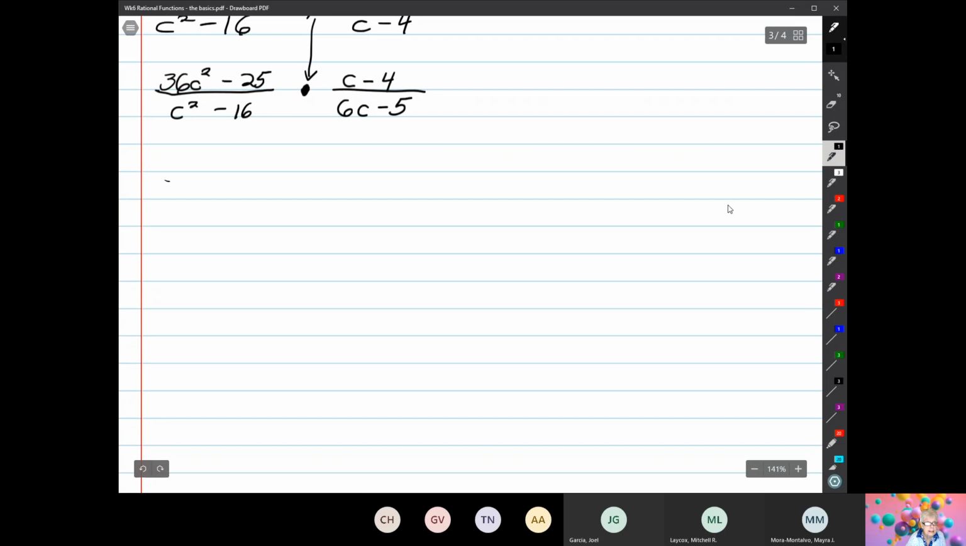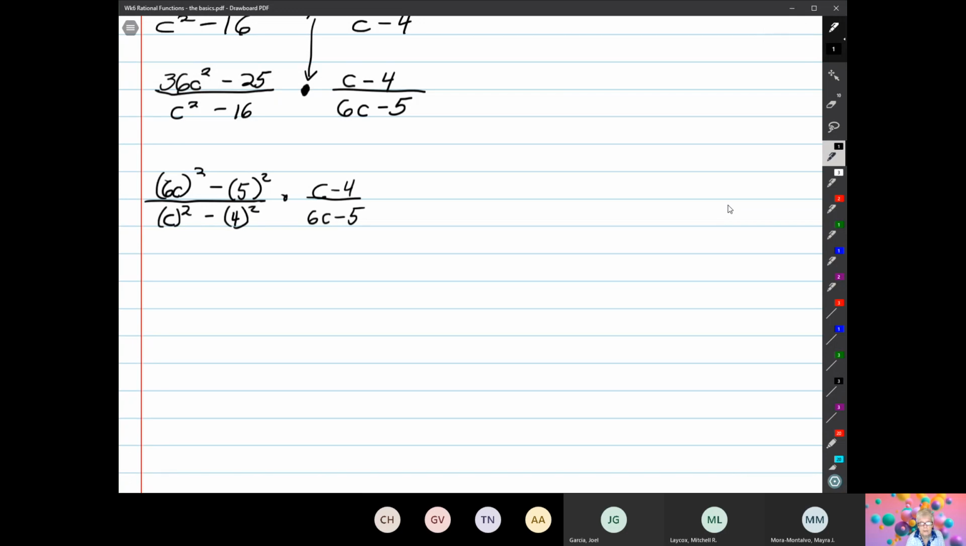36c squared is 6c squared minus 5 squared over c squared, I guess I could put that in parentheses, minus 4 squared. Oop, there. Okay. Times c minus 4 over 6c minus 5.